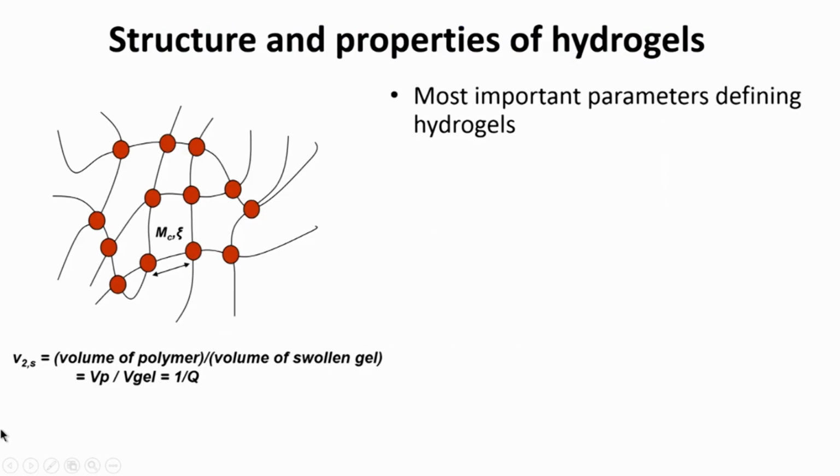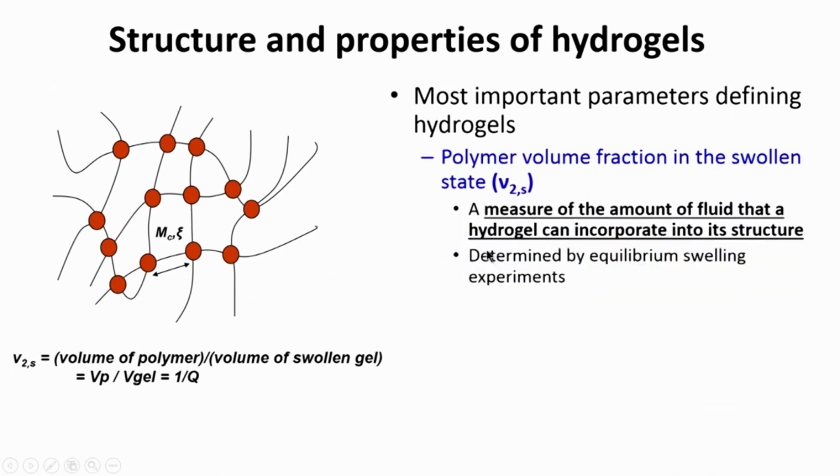So, what are some of the structure and properties of the hydrogel? Let us define a few terms. These are some of the most important terms in defining a hydrogel. One is the polymer volume fraction in the swollen state, which is defined as V2S. This is essentially a measure of how much fluid the hydrogel can incorporate into its structure.